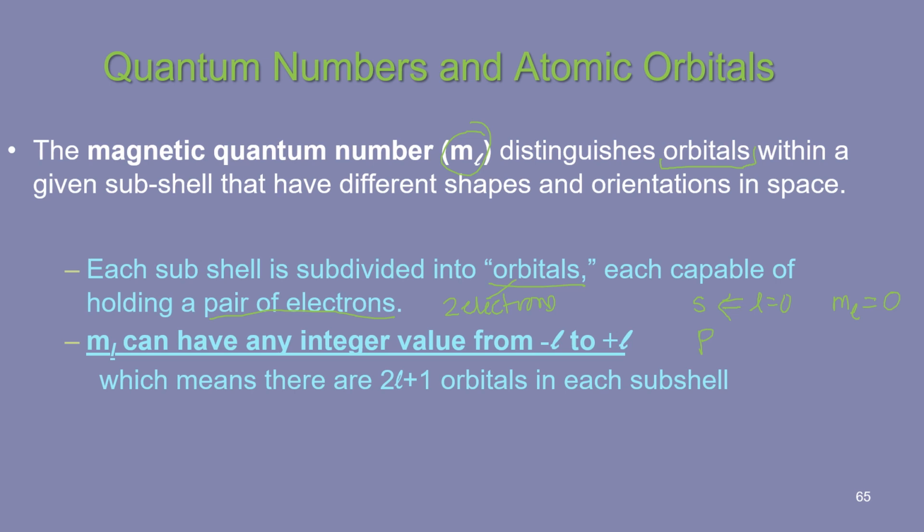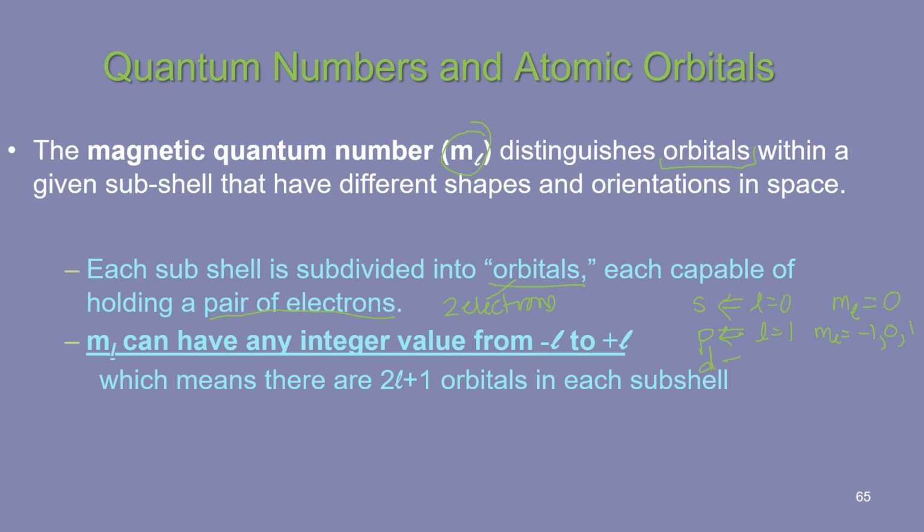If I'm in a P subshell, which is L equal to 1, then m sub L could be any integer between negative 1 and positive 1. So m sub L could be equal to negative 1. It could be equal to 0, because that's an integer in between. And it could be equal to positive 1.